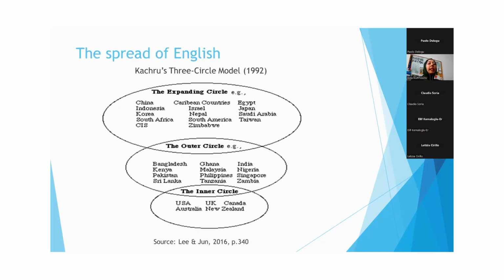By the way, some of the listeners may not know the expanding, outer and inner circle, so I would like to explain it again. The inner circle countries, as we can see, refers to the countries using English as their mother tongue. The outer circle, as I said, relates to the colonization period, and the countries using English as their second language or official language, such as Malaysia, India, Kenya, Pakistan, etc. And the expanding circle refers to the countries using English as a foreign language. So it has nothing to do with colonization for the expanding circle countries.